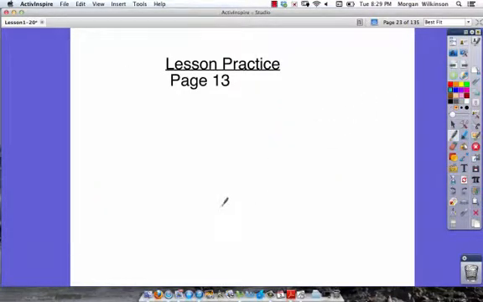Our lesson practice will continue this concept on page 13 during our next class. Make sure you've got your notes completed, and I'll see you soon.